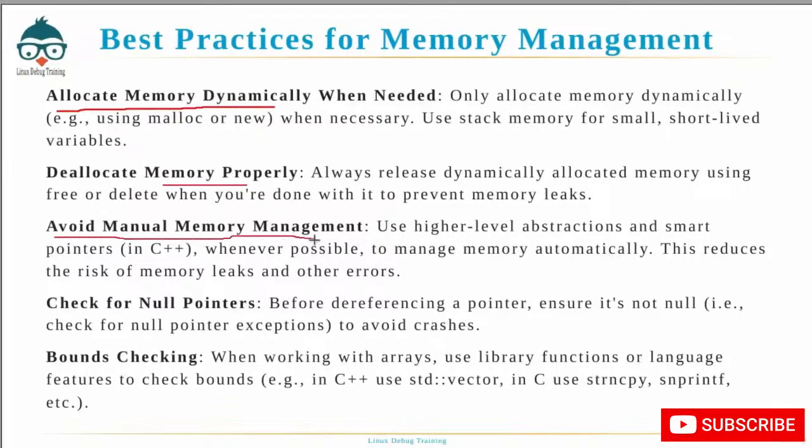Avoid manual memory management. Use higher level abstractions and smart pointers in case of C++ whenever possible to manage memory automatically. This reduces the risk of memory leaks and other errors. Check for null pointers. Before dereferencing a pointer, ensure it is not null to avoid crashes. Bounds checking. Whenever we are working with arrays, use library functions or language features to check the bounds. For example, in C++, we could use vectors, or use the strncpy family of string functions.